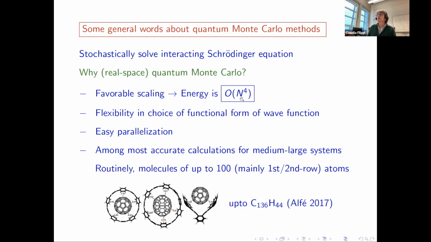The energy will scale like order n to the fourth. So that's a nominal scaling. Of course, there is a prefactor. The nominal scaling of DFT is n cubed. If you go to very high level coupled cluster, you will go beyond n to the 6.